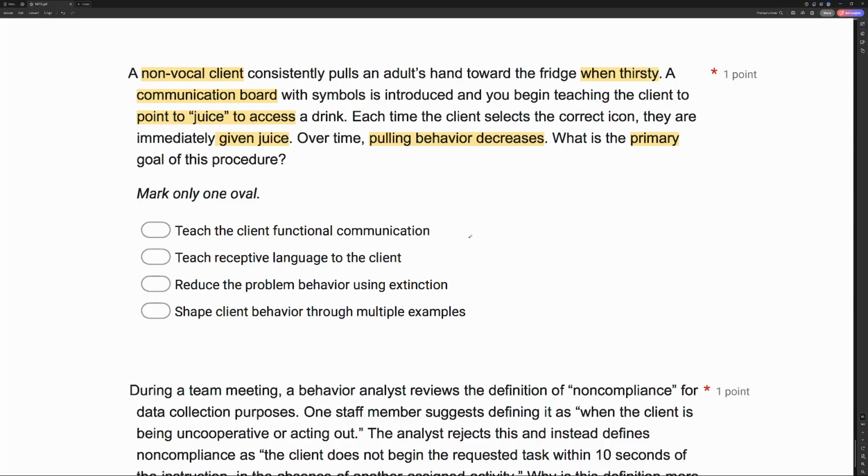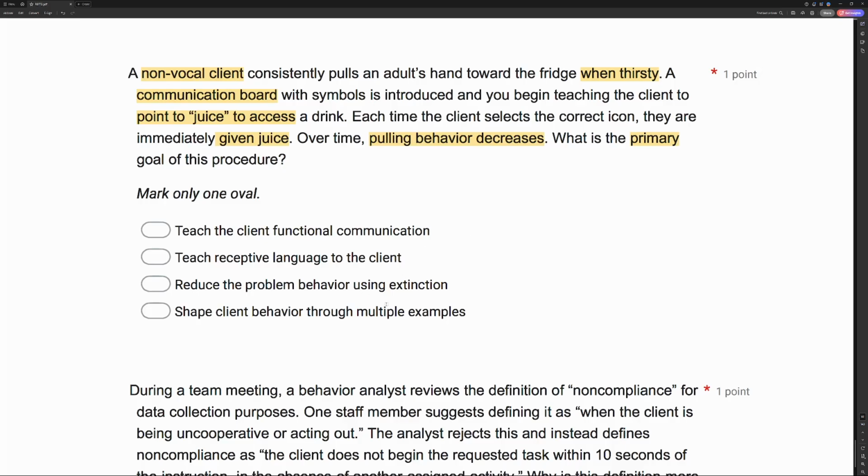C, reduce the problem behavior using extinction. So be careful here. The problem behavior did decrease. We just have no information on if we used punishment, extinction, or if it just went away itself. So C, we just can't justify.